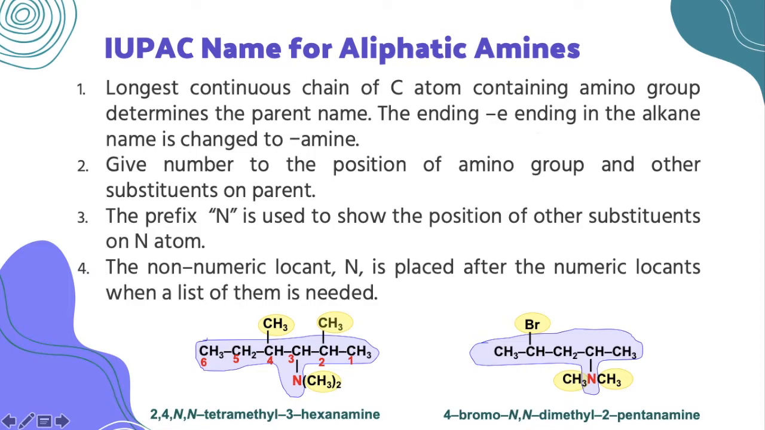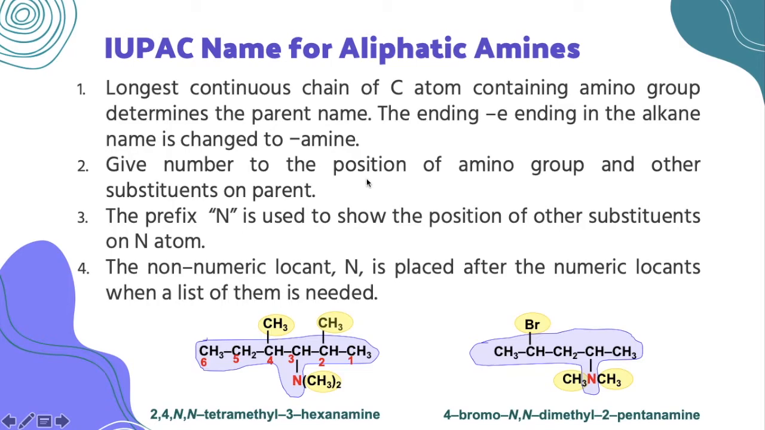determines the parent name. So you have to find the longest continuous carbon chain that has N attached to a carbon. In naming, the E ending in the alkane name is changed to amine. For example, this parent name is hexanamine. So hexane, HEXA, and the E ending in alkane is changed to amine, so hexanamine.